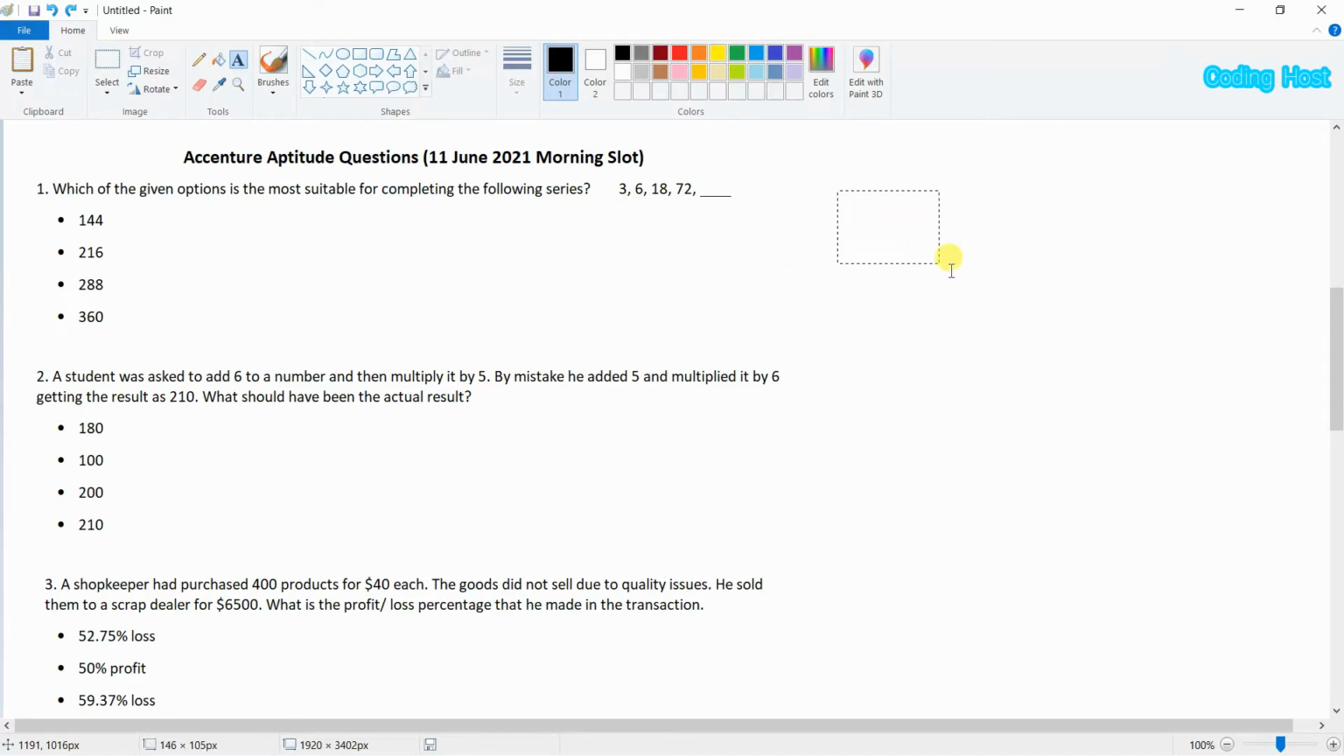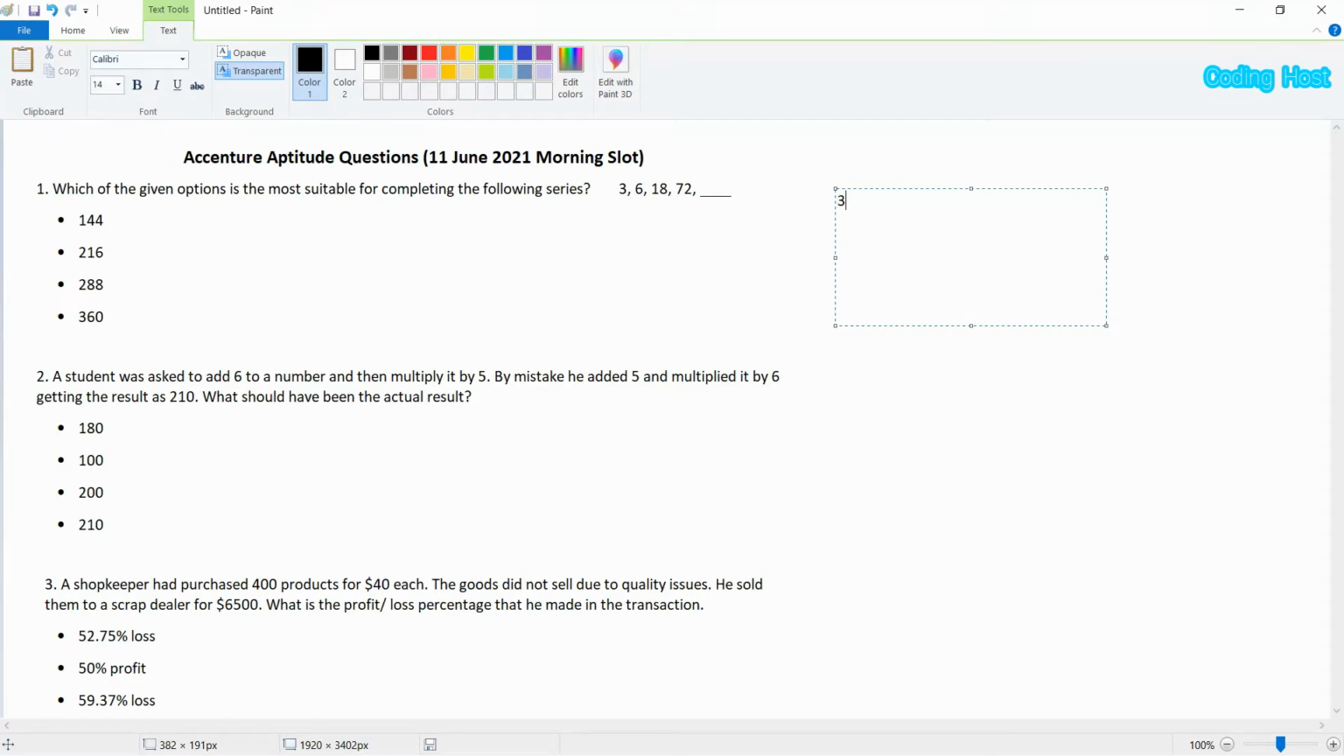In this question, the pattern is like this: 3 into 1 is equal to 3, then 3 into 2 equal to 6, then 6 into 3 equal to 18, then 18 into 4 equal to 72, and then 72 into 5 is 360. You can see the first number 3 is multiplied by 1. We get 3 after multiplication.